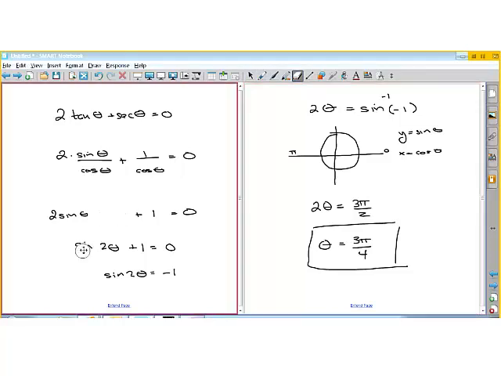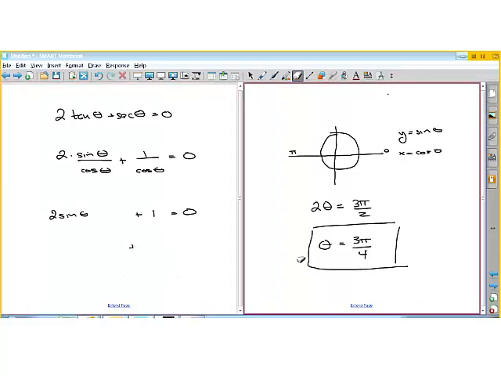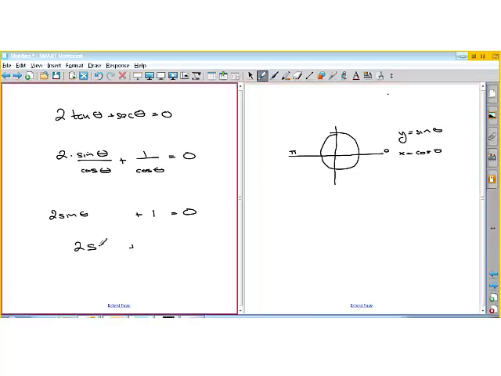When I multiply by the cosine of theta, I get that. So we will erase all that stuff. So if I multiply by the cosine of theta, I'll get 2 sine of theta plus 1. And so I get that the sine of theta is equal to -1/2. So we subtract 1, divide by 2.